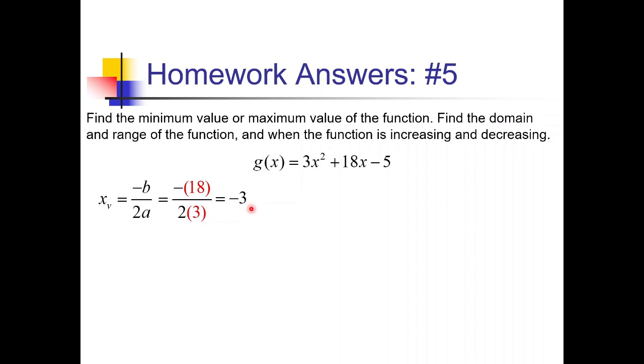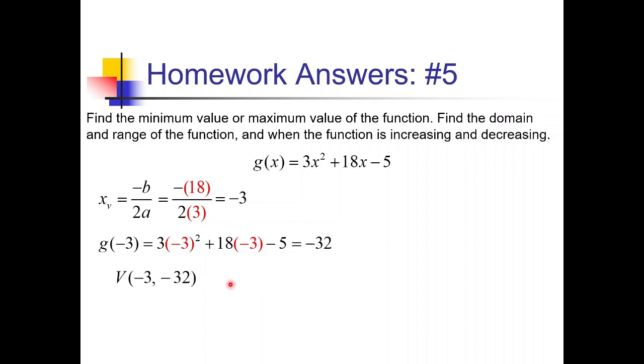And if I want the y value of the vertex, which I do, I'm going to plug that back in. So let's see here. I've got a little bit of mental math to do here. We've got 3 times 9, which is 27. And then we're subtracting 54, so that brings us to negative 27. Subtract another 5 from negative 27, we have negative 32. I think I did that right. All right, so we have a vertex at negative 3 comma negative 32.